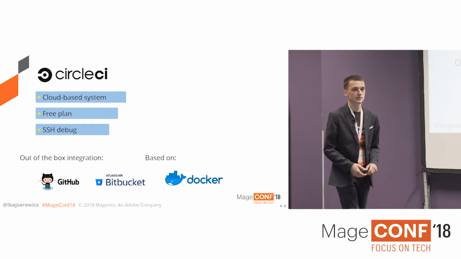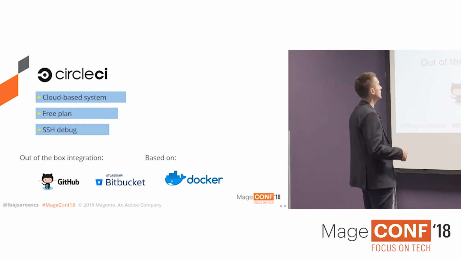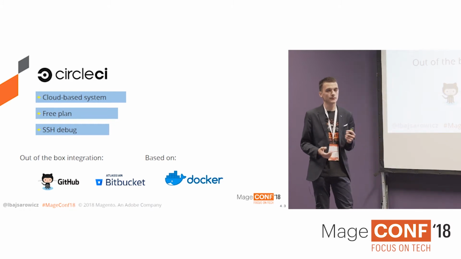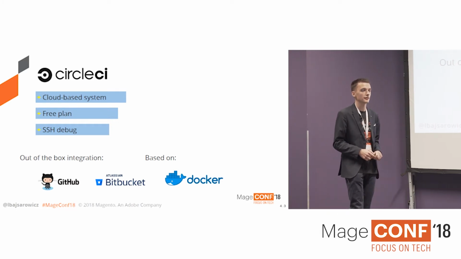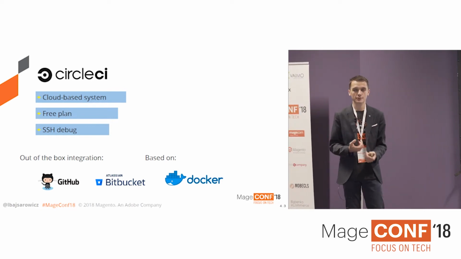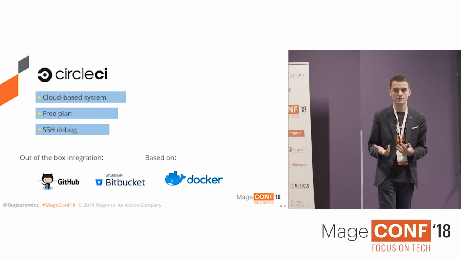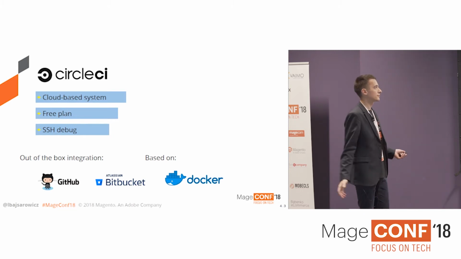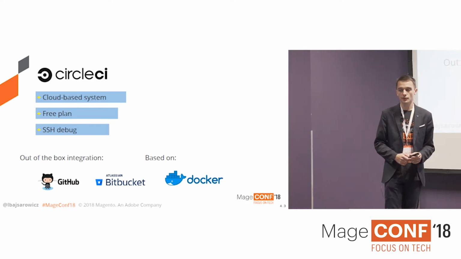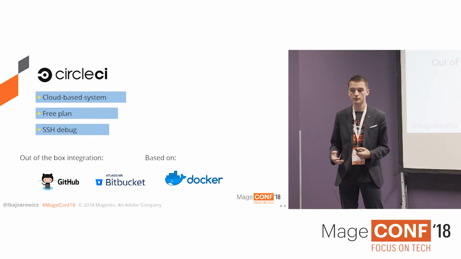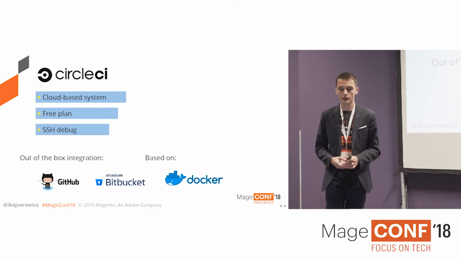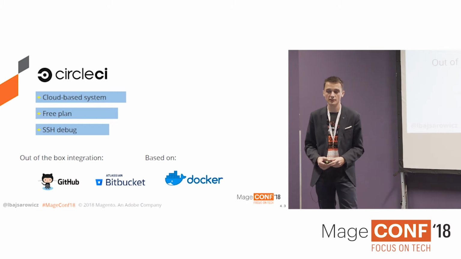CircleCI is a cloud-based solution, and its benefits are the fact that it's cloud-based, so you don't have to have your own resources. You don't have to have your AWS instances. You don't have to take care of dedicated servers or something. You can just run it as is. It has a free plan even for commercial use. So even if you're working with a project for your client, you can introduce continuous integration using CircleCI.